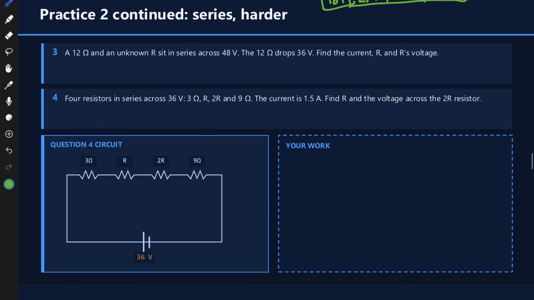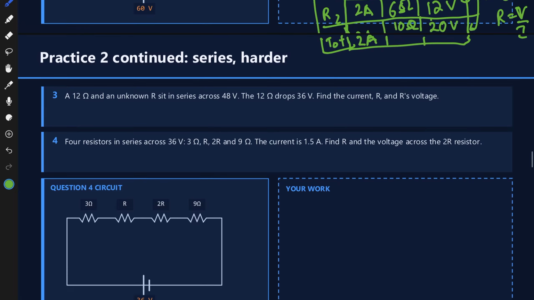Alright, so now let's try a harder series. A 12 ohm and an unknown resistor sit in series across 48 volts. The 12 ohm drops 36 volts. Find the current, R, and R's voltage. Okay, so a lot of asks here, but we can do it, right?